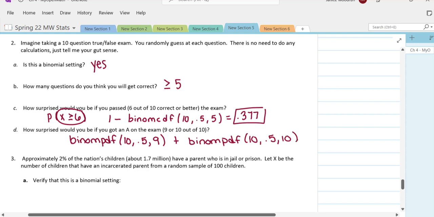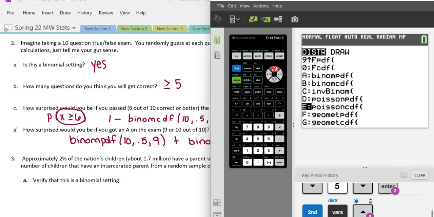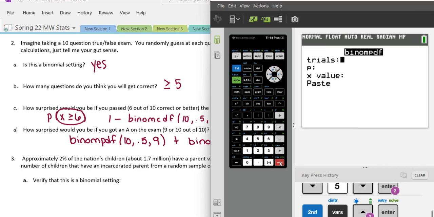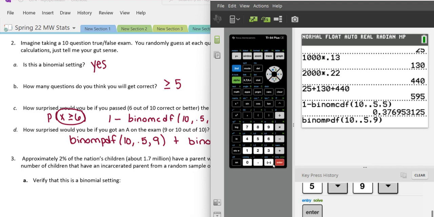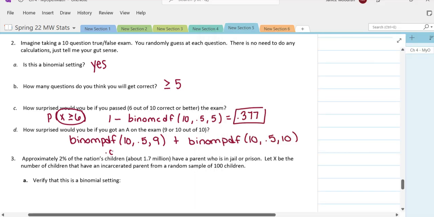So let's see what those actual probabilities are. So if I go here, 10 trials, probability of success is 0.5. So let's see for 9. The probability of getting exactly 9 right is, we're going to go 4 decimal places out here, 0.0098. Less than 1%.